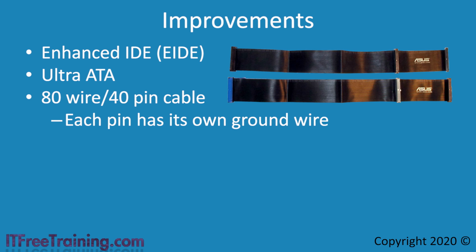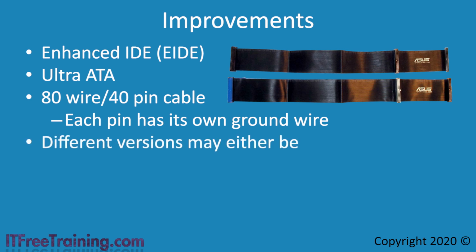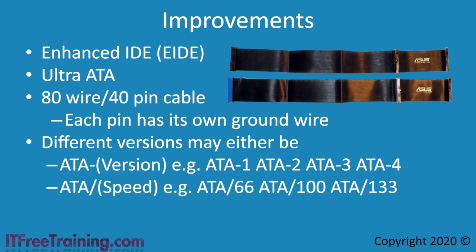If you use the 40-wire cable, the performance will be a little slower, but it will work. There have been a lot of different versions of ATA. You may see ATA followed by the version number, or you may see ATA followed by the speed. Essentially, the newer versions increased the speed and added new features. However, all versions are backwards compatible. Parallel ATA supports 2 drives per cable.